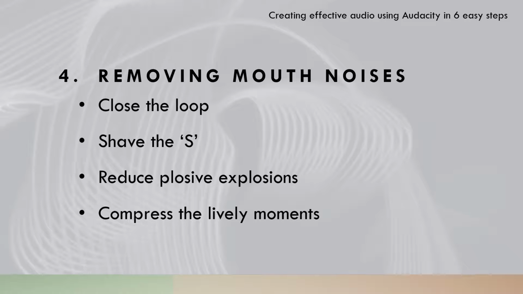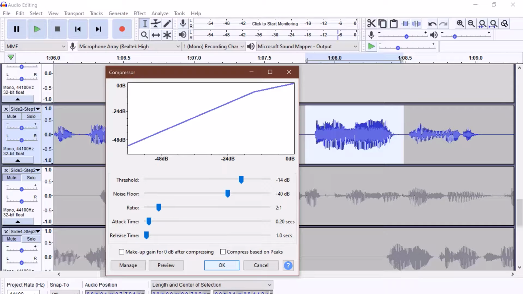Compress the lively moments. When a phrase is uneven because the vocalist was either too close to the microphone or raised their voice without backing off, you can use the compressor tool to manage that volume. Highlight the section of audio where this happens, select the compressor tool, make sure the threshold is set to around 14 decibels and compress based on peaks is unticked, and select OK.